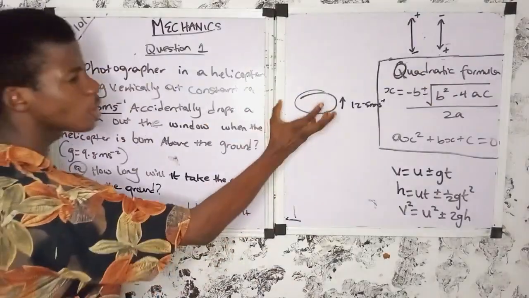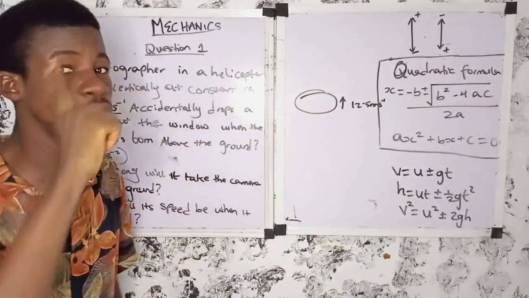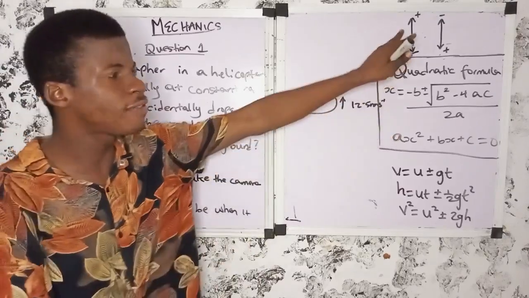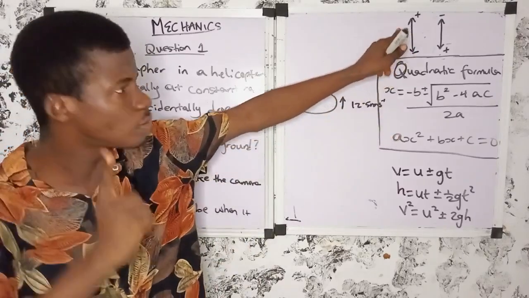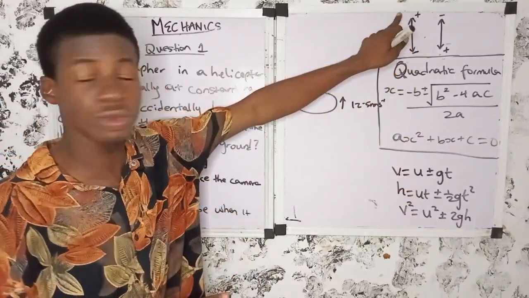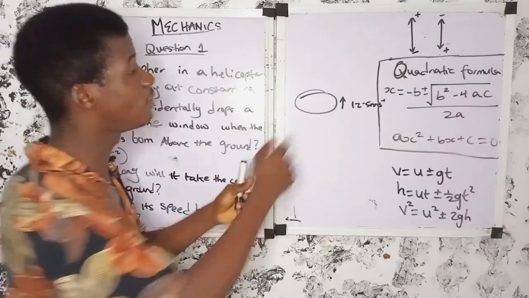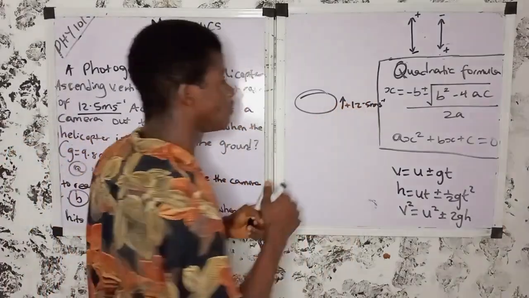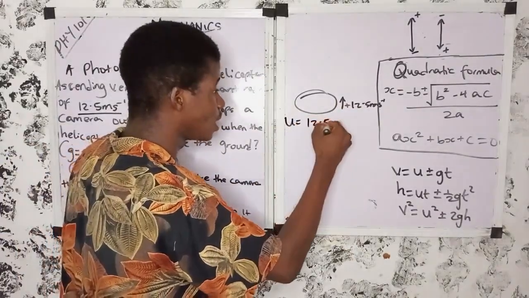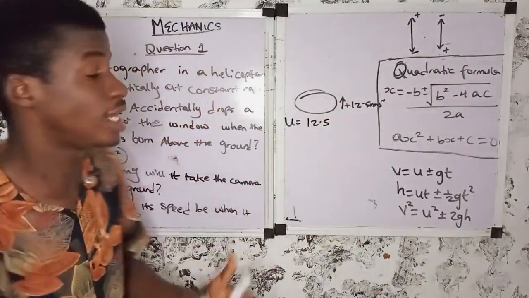Now the helicopter is moving upward with a velocity of 12.5 meters per second. Since we are using the first coordinate, moving upward is usually positive for velocity, and the same for the rest apart from g. So the initial velocity of the helicopter is positive 12.5.